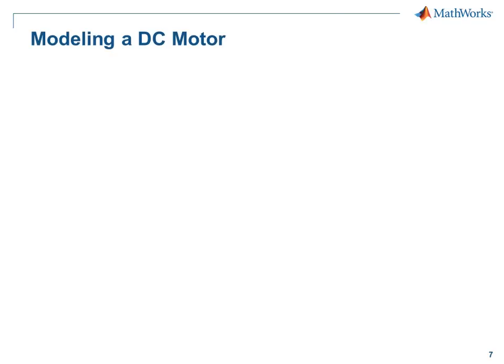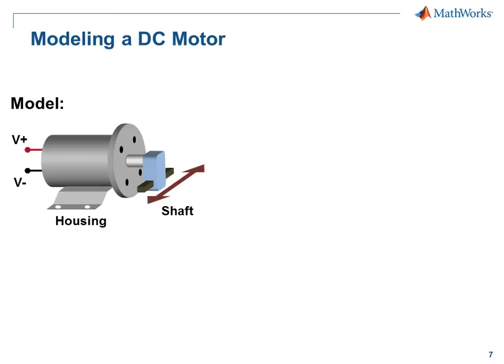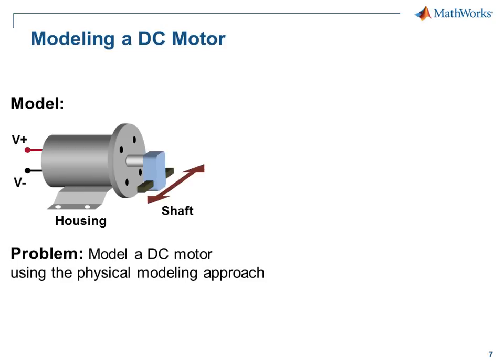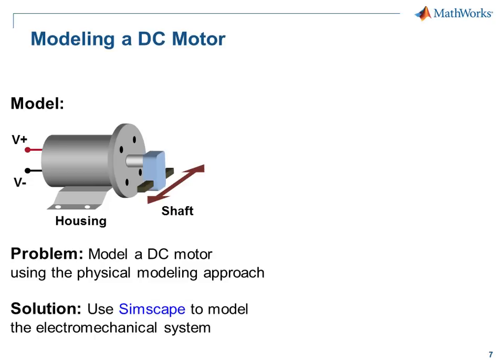In this demonstration, we're going to see how we can model a DC motor using the physical modeling method. The system we wish to model looks like this. We have a DC motor with electrical inputs that is connected to a rack and pinion to produce translational motion. We wish to model this using the physical modeling approach. We'll do this using Simscape.